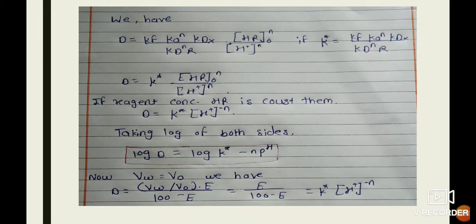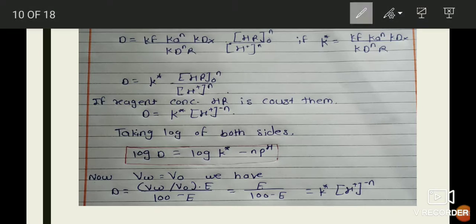We have the derivation: D is equal to Kf into Ka into Kdx divided by Kdr, into [HR] concentration of ligand in organic phase, divided by concentration of H plus ions in organic phase. Kf means formation constant, Ka means dissociation constant, Kdx means distribution ratio of metal chelate, and Kdr means distribution ratio of ligand. HR means ligand in organic phase. H plus means concentration of H plus ions in organic phase.